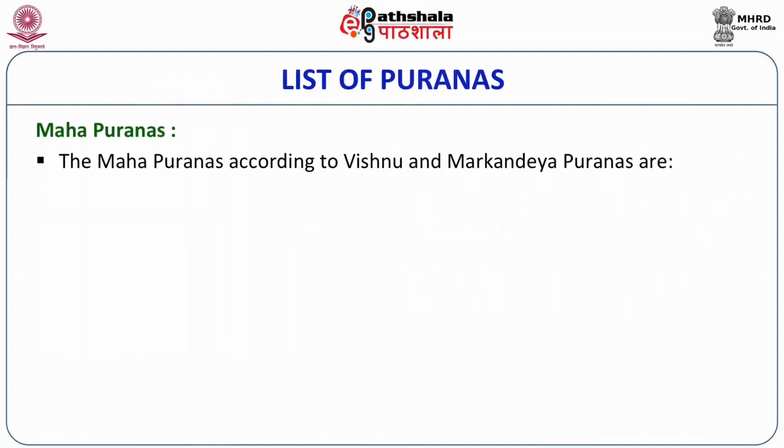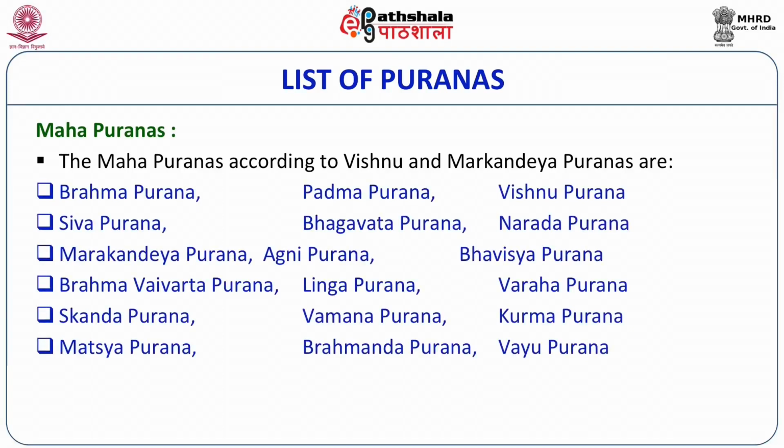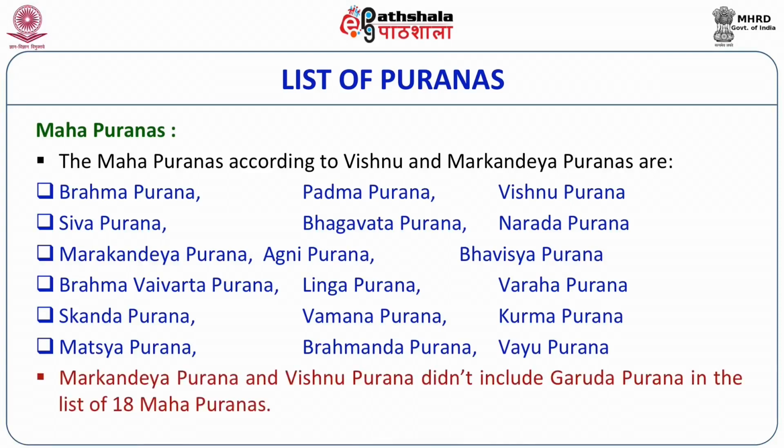According to the texts Vishnu Purana and Markandeya Purana, we have the 18 Puranas in the following manner: Brahma Purana, Shiva Purana, Markandeya Purana, Brahmavayavarta Purana, Skanda Purana, Matsya Purana, Padma Purana, Bhagavata Purana, Agni Purana, Linga Purana, Vamana Purana, Brahmanda Purana, Vishnu Purana, Narada Purana, Bhavishya Purana, Varaha Purana, Kurma Purana and Vayu Purana. And this Markandeya Purana and Vishnu Purana didn't include Garuda Purana in the list of 18 Puranas.